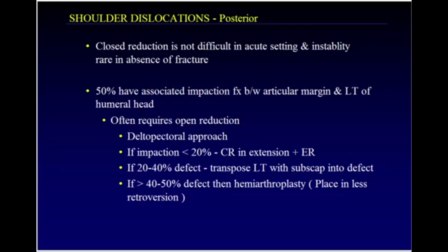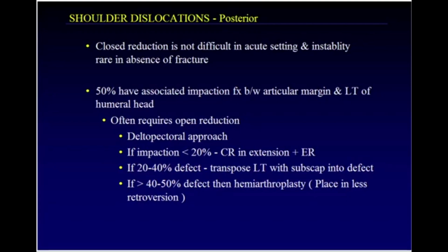50% of posterior shoulder dislocations will have an associated impaction fracture of the articular surface of the humeral head, which occurs between the articular margin and the lesser tuberosity. For this reason, many of these will require open reduction, and they're also typically unstable once you reduce them. You do it through a deltopectoral approach. If the impaction is less than 20%, you can treat them with closed reduction and immobilization in extension.